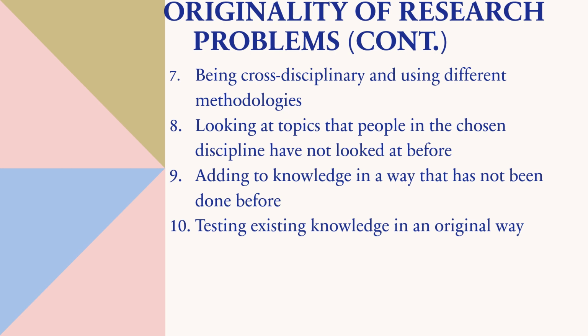Number 10, you can test existing knowledge in an original way. So you may find that there's an existing knowledge. For example, if we know that pi is equal to 22/7, you might design a method of testing it and proving it empirically in an original way. Therefore, in that case, that can also be a contribution to research.